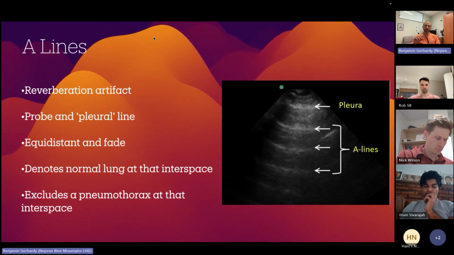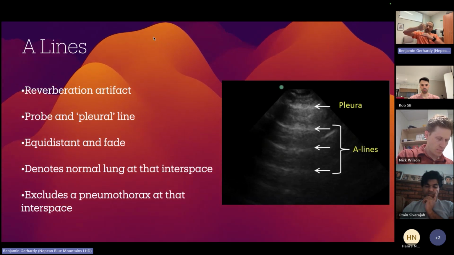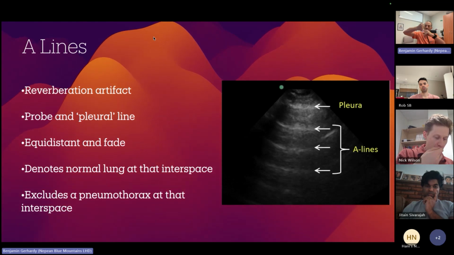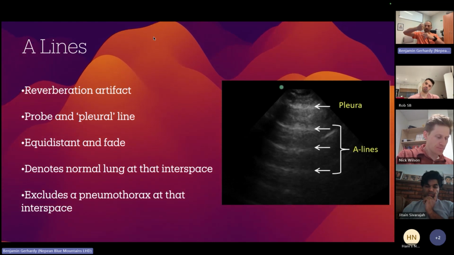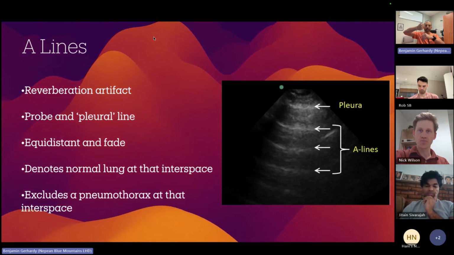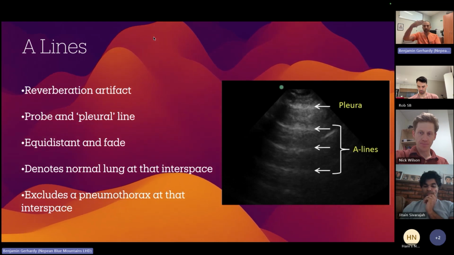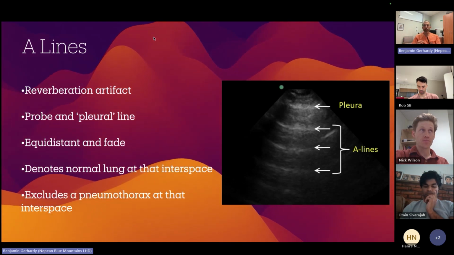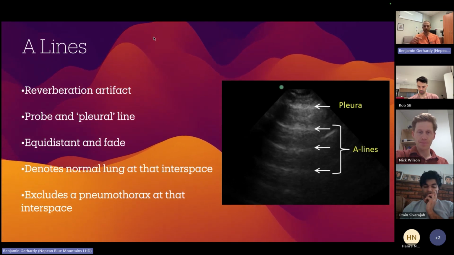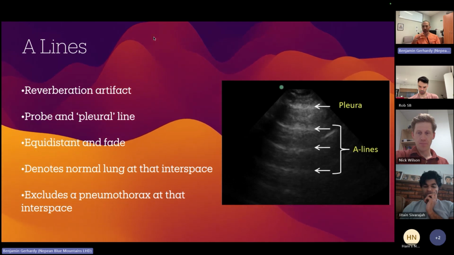Because it's a reverberation artifact, it's thought to arise from where your probe is touching the skin to where your pleura is, pleura being a really bright reflector. The ultrasound comes down, hits that really bright reflector. Some of it comes up, some will come back down again. And so you end up getting these equidistant lines that come down the sector from top to bottom. The space between all of them will be the same. And as you get further down the sector, the brightness of them will get less and less and less. As you can see on the picture here, they sort of fade out.